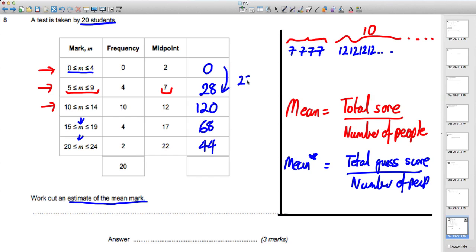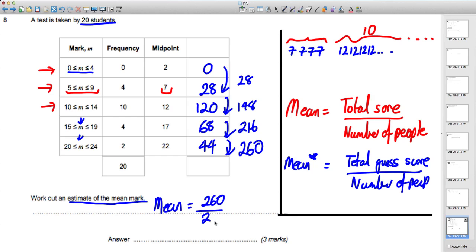0 add 28 is 28. Add 120 is 148. Add 68. Well, add 60 is 208, and add the 8 is 216. And then add the 44. Add the 4 first, 220, so it'd be 260. So the estimate of the mean will therefore be 260 divided by 20, and what you can do is you can divide top and bottom by 10, so it's 26 over 2, and 26 over 2 is 13. And there you go, with some explanation as to why this method works over here.